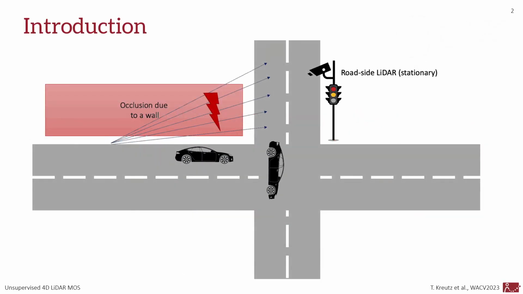Consider a scenario where roadside LiDAR is recording a traffic scene. In this scene, two moving objects are not able to see each other due to an occlusion. In this scenario, we might want to identify both moving objects from the LiDAR data to prevent a potential accident.